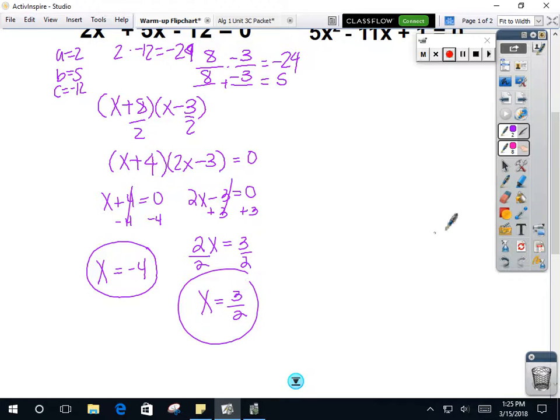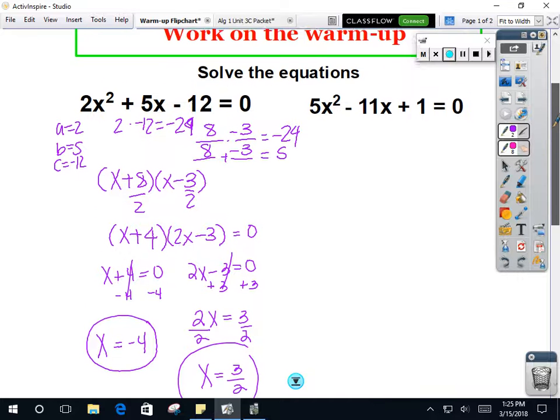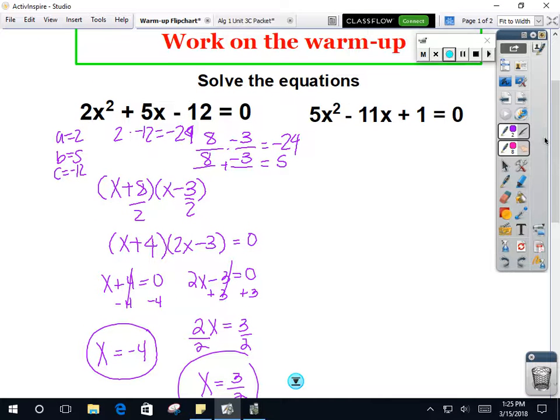Okay. Now let's look over the second one, which you don't have to write. I just want you to watch. So this one is the same thing. You have a number in the a place that's greater than 1, but unfortunately it's not the GCF because you can't do 11 divided by 5, you'll get a decimal. Same thing with 1 divided by 5, you'll get a decimal. So you have to use the same method where you multiply the a times the c, and that will give you 5. And that's the number you're trying to multiply to get.